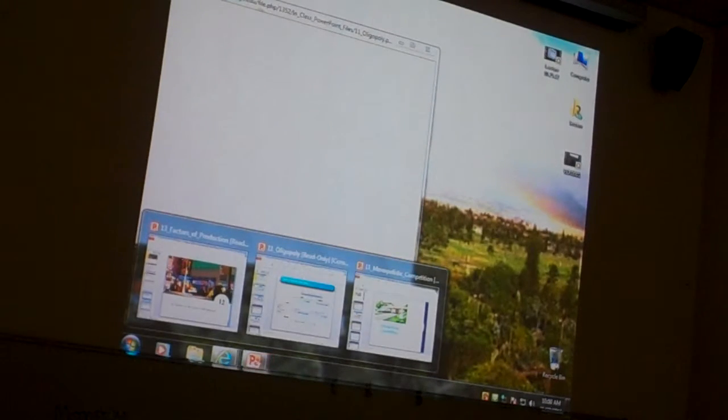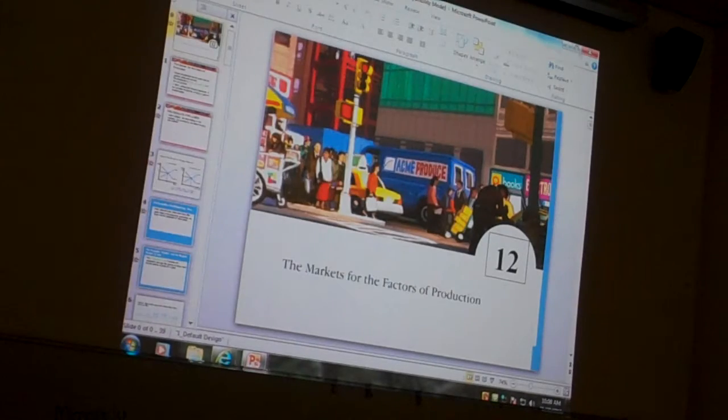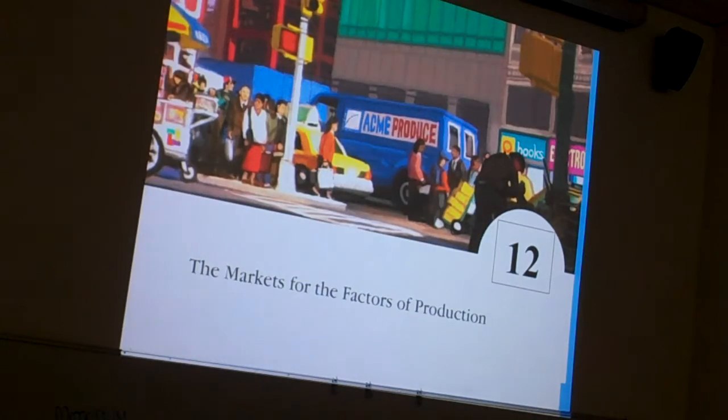And that leads us to the markets for the factors of production. Easy little quick chapter. Okay. Markets for the factors of production. This is about labor. And it's about why Kobe Bryant makes $80 million a year and I make $30,000. That's what it's all about. It has to do with your contribution of labor.